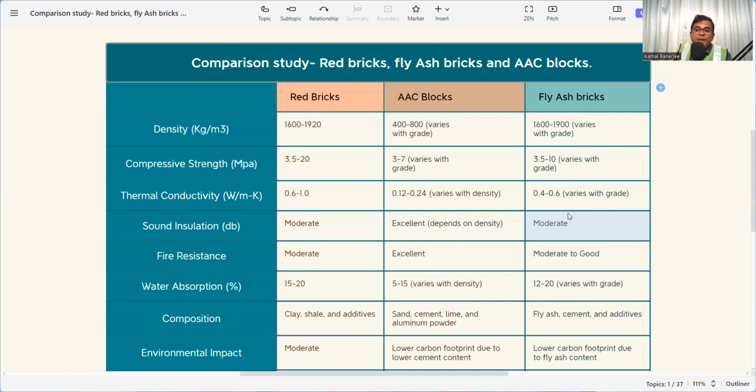We are discussing dB, or decibels. So what is this? Red bricks are moderate, AAC blocks are excellent, and fly ash bricks are also moderate. So in case of sound insulation, AAC blocks are always preferable.